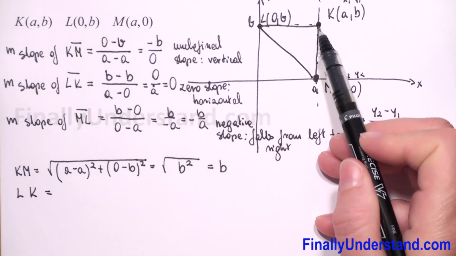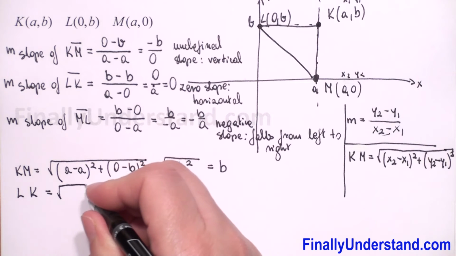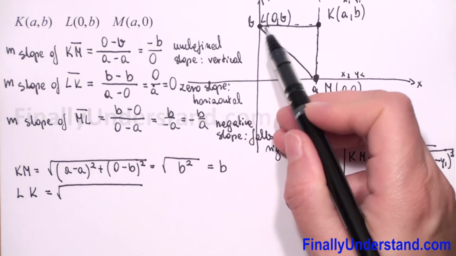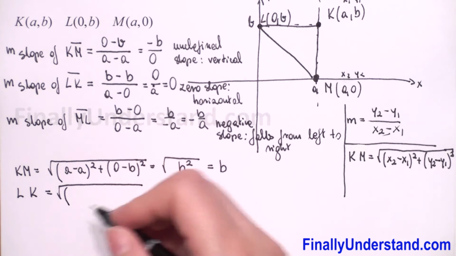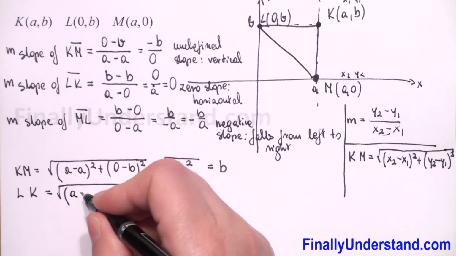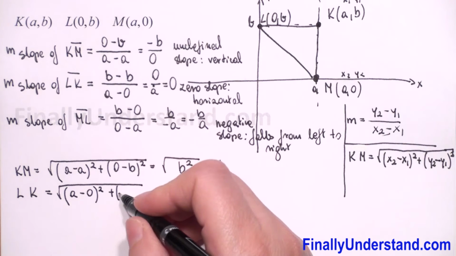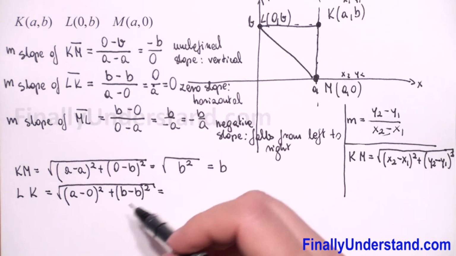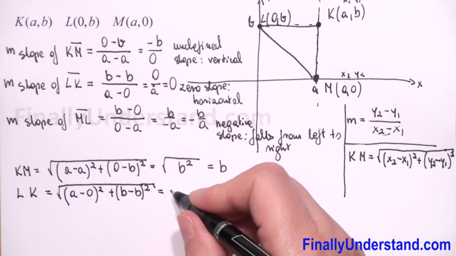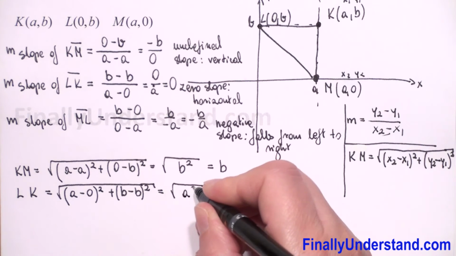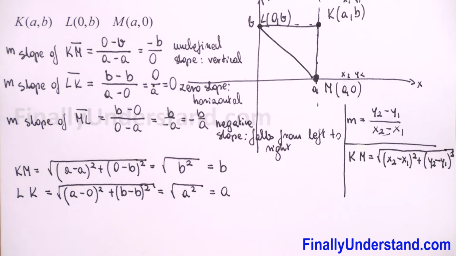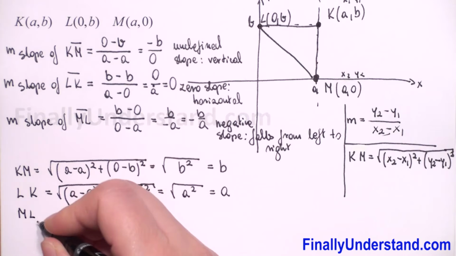Next we find LK. K is last, so we have to subtract from coordinates of point K the coordinates of point L. So we have the square root of (A minus 0) to the second power plus (B minus B) to the second power. So we have A minus 0 is A to the second power, B minus B is 0, so this is equal to A. A is positive. So LK is equal to A.